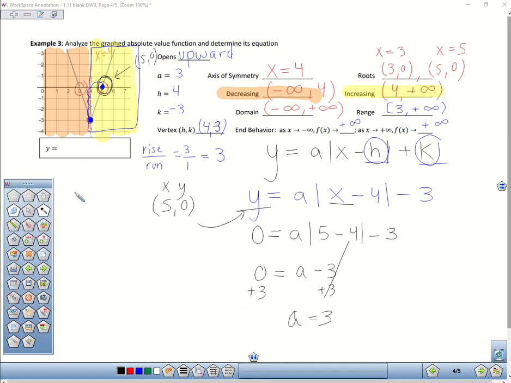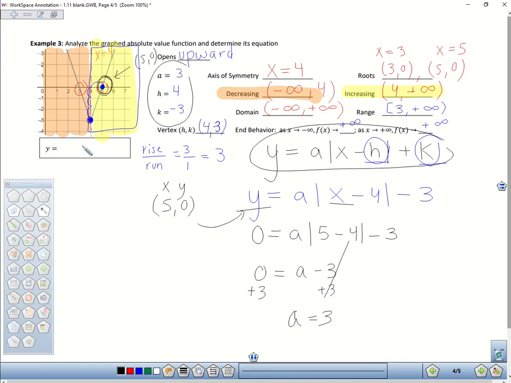And then lastly, to get the actual equation of your line, you're just going to put it all together with this information. So you're going to take the standard form, and you're just going to plug in for a, h, and k. So it's just going to be 3 times the absolute value of x minus 4 minus 3. And that would be the equation of your absolute value function.